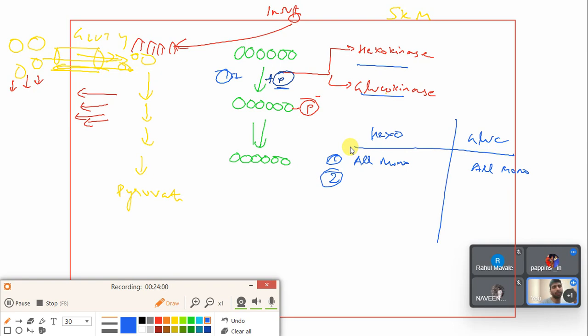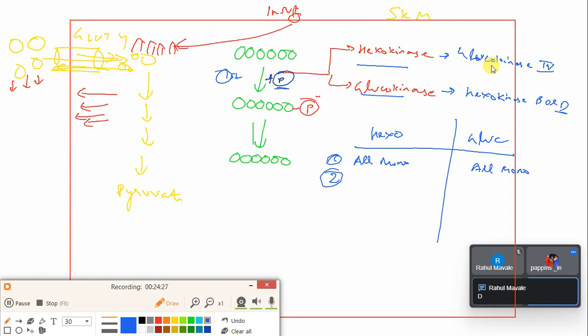Do you think all the cells have both hexokinase and glucokinase? First thing, they are different. Glucokinase is also known as hexokinase B or D. I don't remember the exact name, but I think it's mostly D. And this hexokinase is called, I think, glucokinase 4. I don't remember exactly, but something like that.